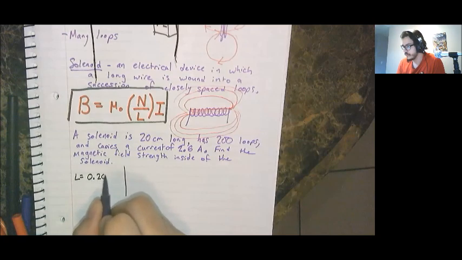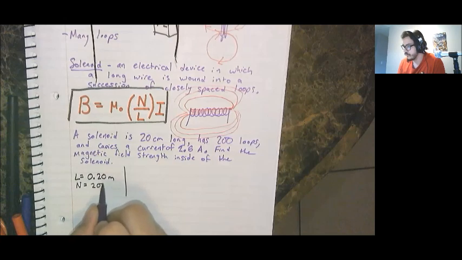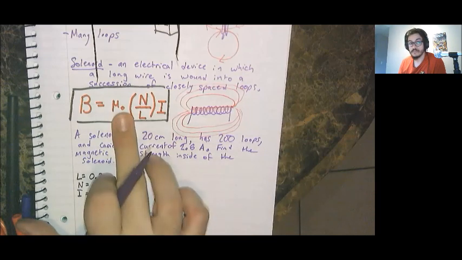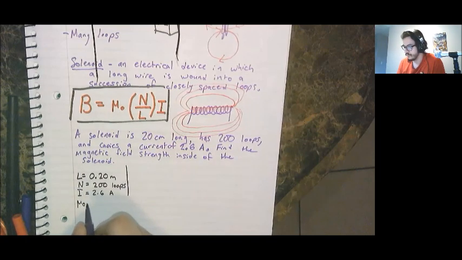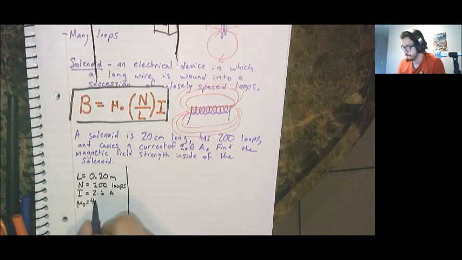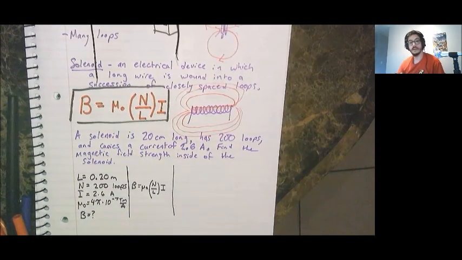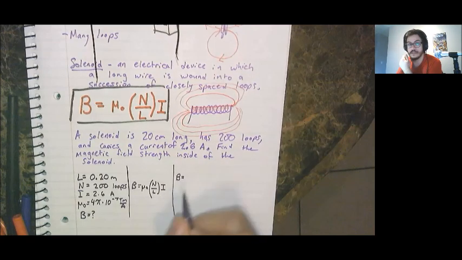Again, just convert that to base units. Number of loops is 200 loops. Our current is 2.6 amperes. We also need mu naught. Easy, since mu naught always has the same value. That's why we call it a constant. And we want the B field strength. Plug in and solve. We have nothing to plug in for B, so we don't.